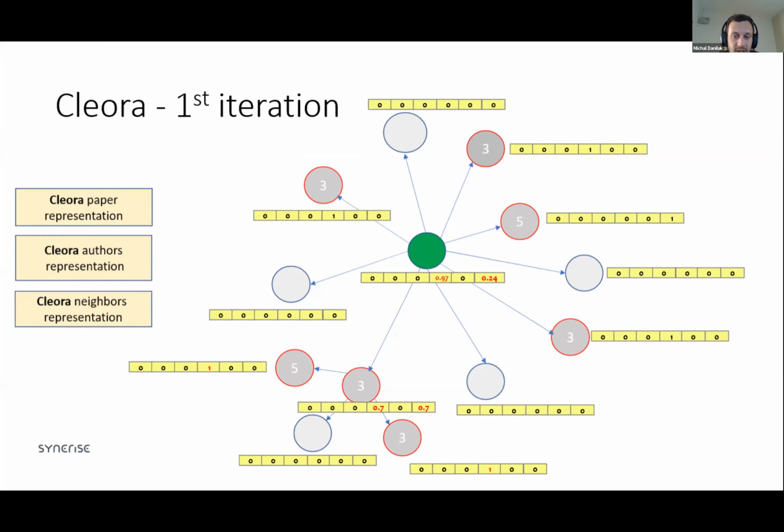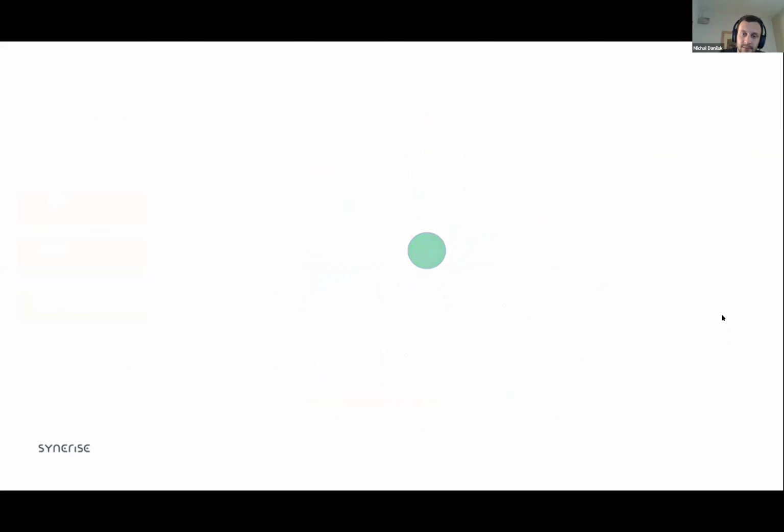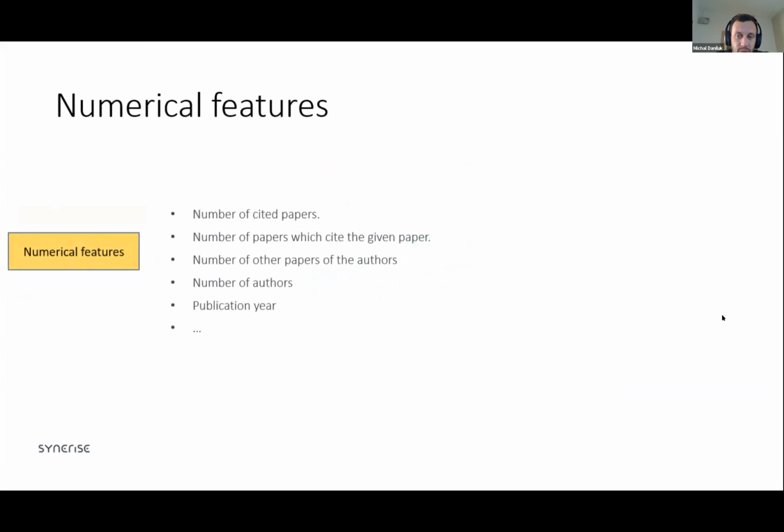And Cleora training is done using unmasked label nodes in the training set, and the masked nodes are used for full model training with its labels used as output. So it allows us to provide efficient ensembles. Each of them was trained on different half of nodes. And we also include the simple features expressed with a single number, which are the number of cited papers, the number of papers which cite the given paper, the number of other papers of the authors, the number of authors, and publication year, which was quite important.